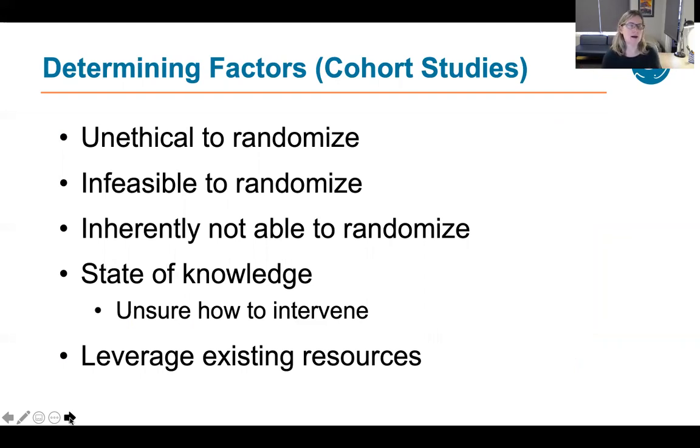But first, I want to talk about how we determine that a cohort study is a good choice. We do cohort studies when we can't ethically randomize individuals. This may be if we're looking at something like alcohol consumption as an exposure, or cigarette smoke. It may also be infeasible to randomize, such as something like genetics; we can't randomize people to their genetics. We also do them if we are inherently not able to randomize people.